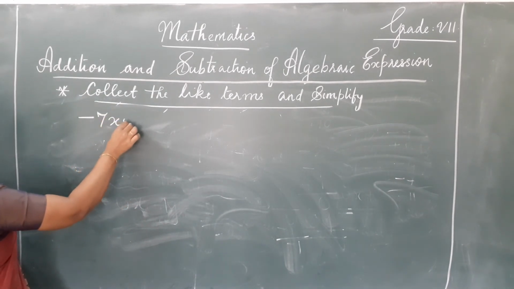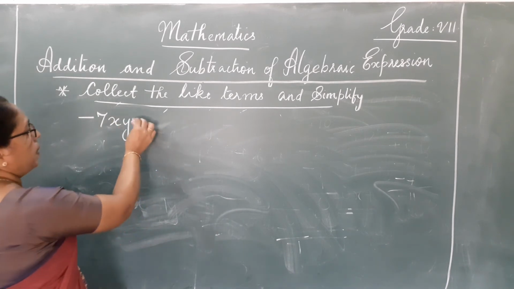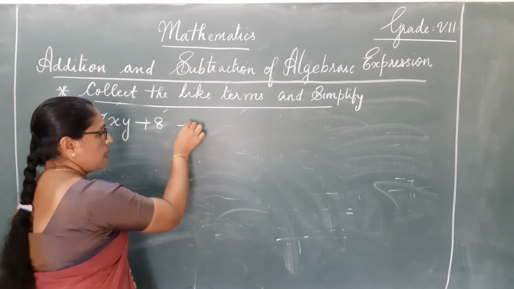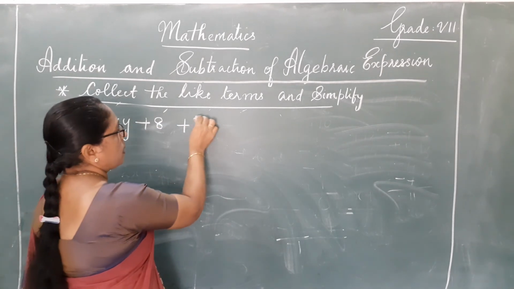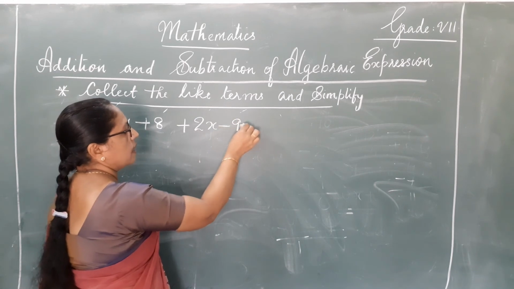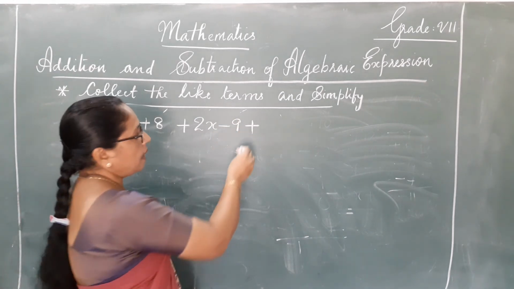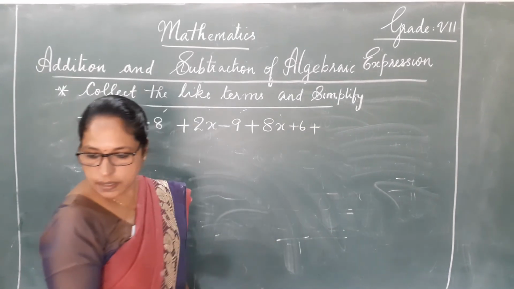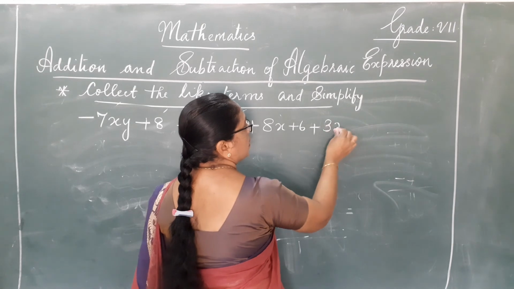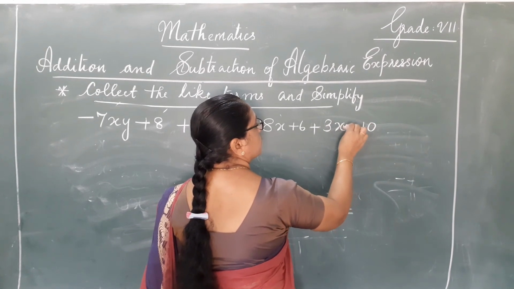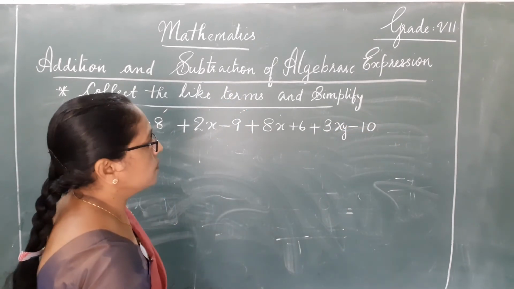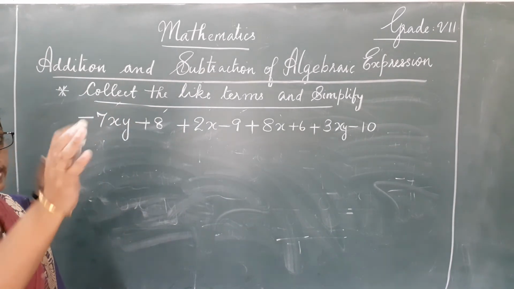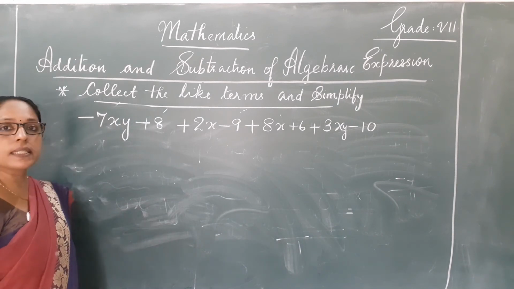One more question. Negative 7xy plus 8, plus 2xy minus 9, plus 8xy plus 6, plus 3xy minus 10. Just collect the like terms. Here there is no bracket. It's a simple but long expression. Collect the like terms. Come on, collect the like terms.